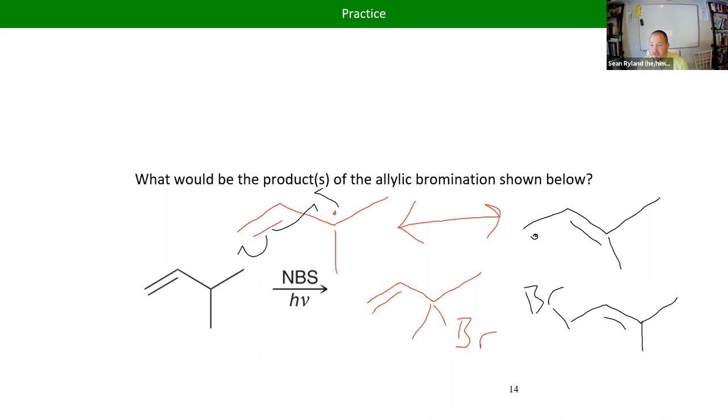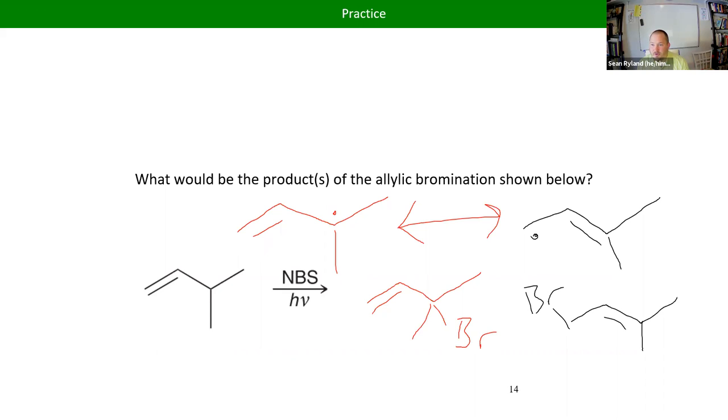I know resonance has been a while back now, and you probably didn't have a great handle on it to begin with, because it is one of the trickier concepts from first quarter. But we are going to get a mixture of both of these possibilities. Which of them is going to be more favored, the red or the black? I think the red. Why? Just because I would imagine it's more stable.